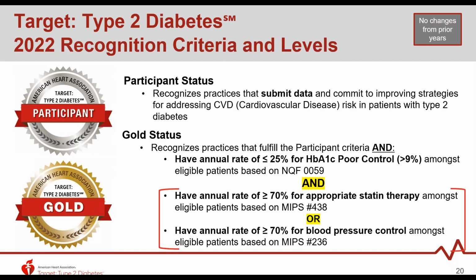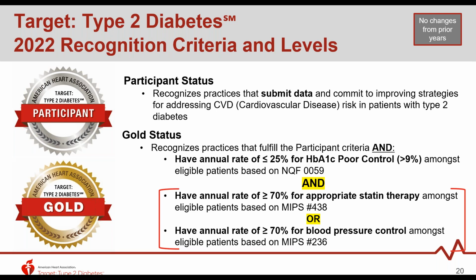There are also 2 levels of awards for Target Type 2 Diabetes. Participant status recognizes practices that submit data and commit to improving strategies for addressing cardiovascular disease risk in patients with type 2 diabetes. Gold status recognizes practices that fulfill the same requirements and have an annual rate of over 25% for HbA1c poor control under 9%, and have an annual rate of 70% or more for appropriate statin therapy, or have an annual rate of 70% or more for blood pressure control.